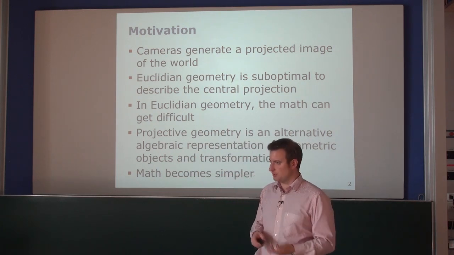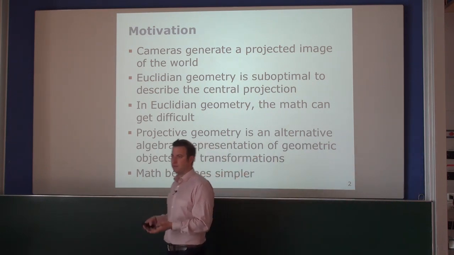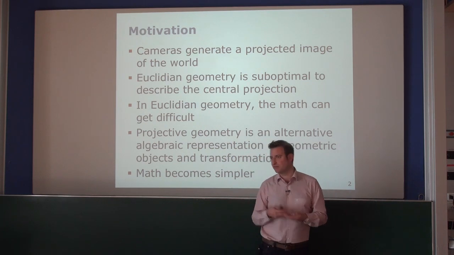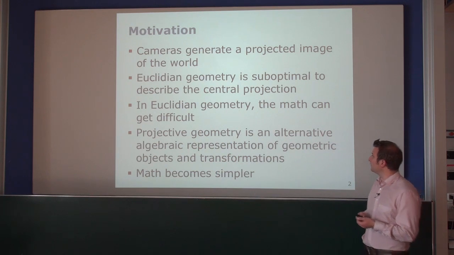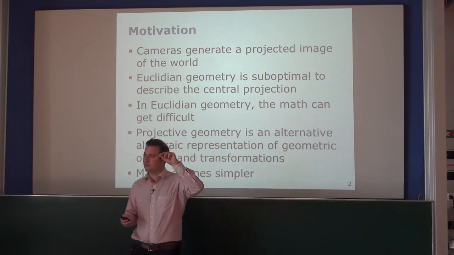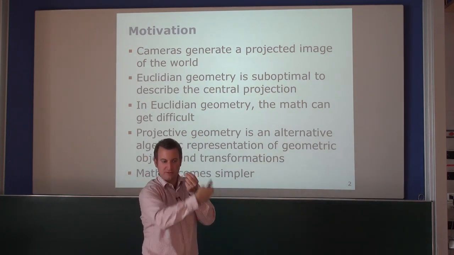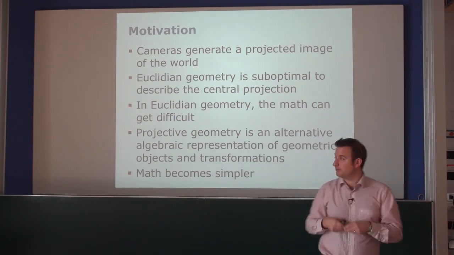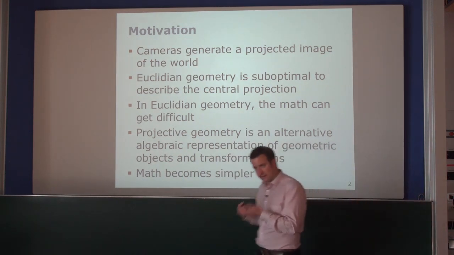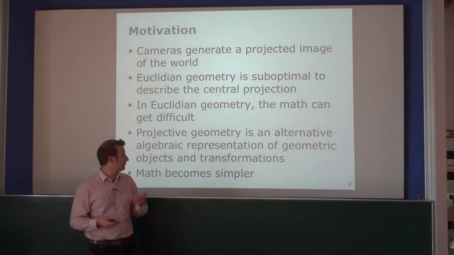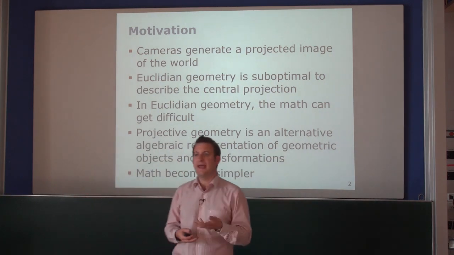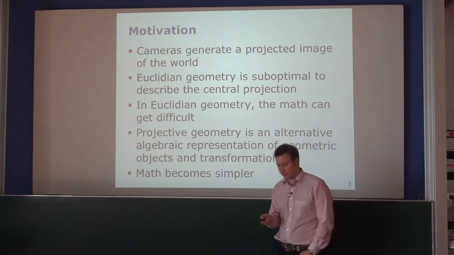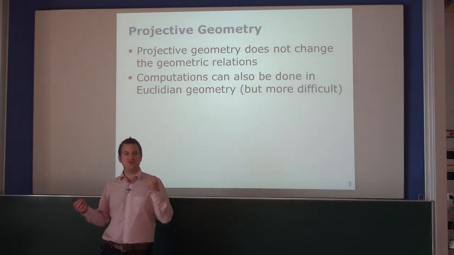And the Euclidean geometry is actually suboptimal to describe that. We can do it, so it works. It's nothing which hinders us from doing that, but it's suboptimal in the sense that the math can get a bit complicated. The equations are suboptimal, especially for describing the central projection. This is probably the camera model you've learned at school. You have one center of the projection, and every point that is projected on an image plane, which is parallel to the optical axis, goes through that point. As I said, if you express all that with Euclidean math, it can get a bit complicated, and therefore people introduced another kind of geometry, which is called projective geometry, which is well suited to handle these projections. As a result, the math becomes easier, and therefore it makes sense to look into that representation.